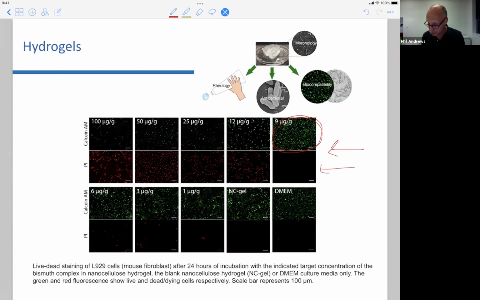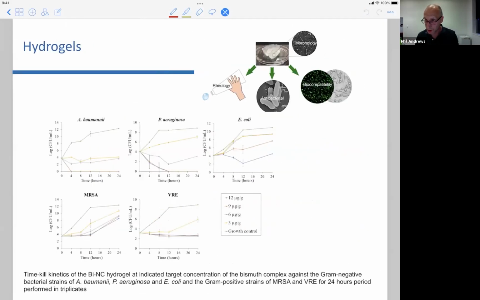So what about the activity of those gels against a series of drug-resistant bacteria? So the gel at 9 micrograms per gram kills A. baumannii within 4 hours, P. aeruginosa within 12 hours. Then with E. coli, we see a bit of a problem.